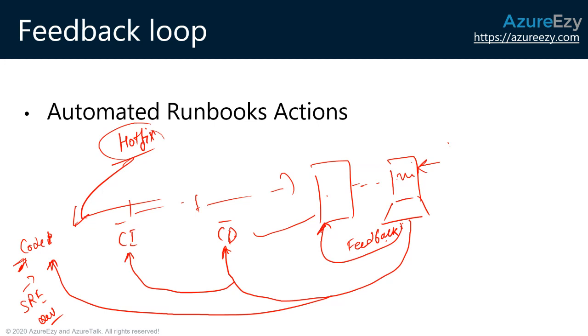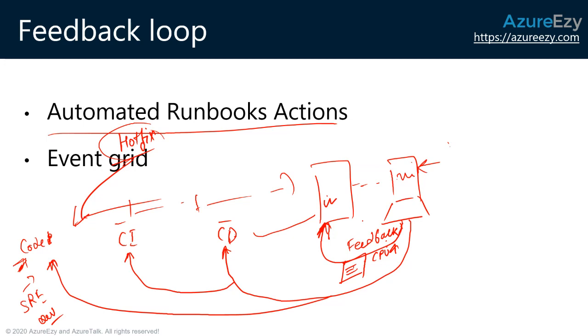This is a hotfix, but it might also be possible that you are able to act on the feedback on the server itself using some automated runbook. You have a runbook configured here, which is configured with these kinds of feedback, that when CPU is going high, then I need to do something on the server. You can configure this, but it might be possible that you want to send this feedback to a third-party system using Event Grid.